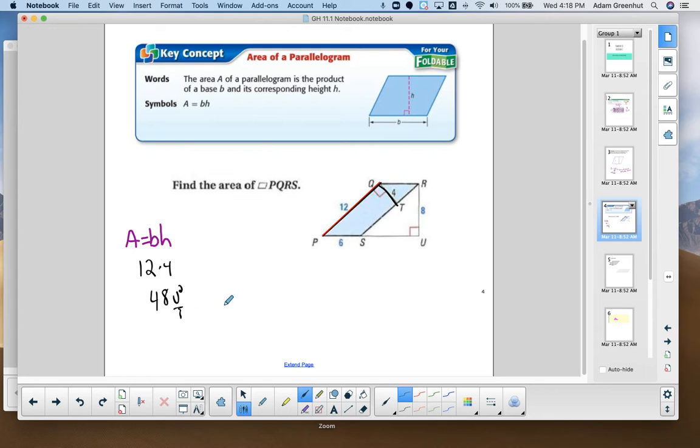We're always going to use square units for area, because we're talking about space. Well, that's not the only way I can do this one with the information. If I wanted to find the area of this blue parallelogram, I could also use the 6 as my base because the 6 is a side.